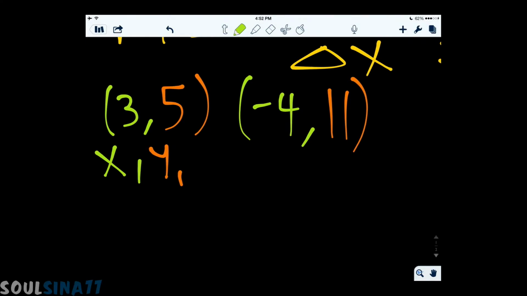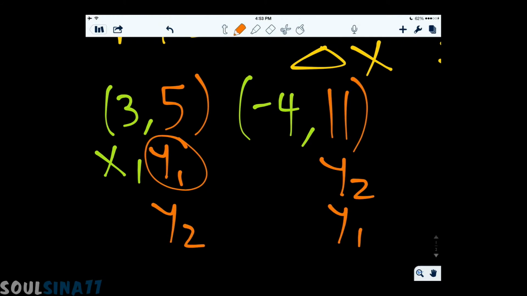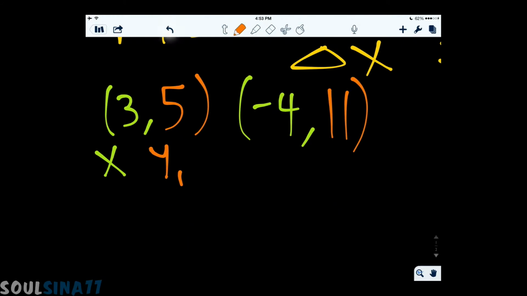If you call this one y1, then you're going to call this one y2. I should probably write this in a more neat fashion. I'm just kind of blitzing through. If you call this one y1, you're going to call this one y2. So I think you get the point. So let's just do this algebra.